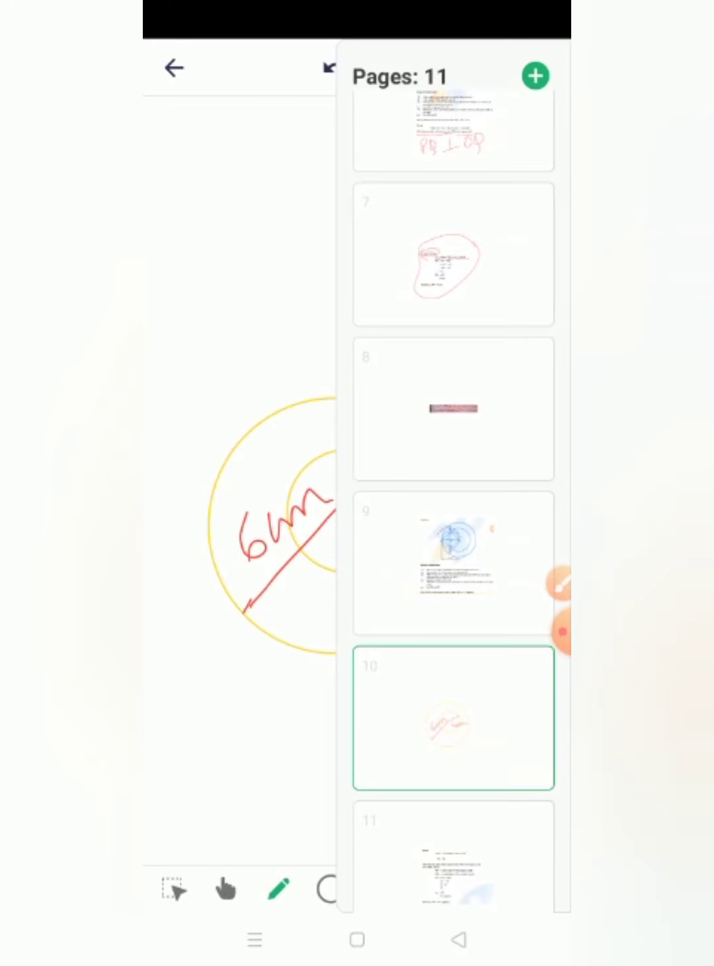Okay, let's say this is the circle. The smaller one is of radius 4 centimeter, as it is given in the question, and the bigger one is of radius 6 centimeter, as it is given in the question. Now after this, what we need to do is, these are concentric circles.